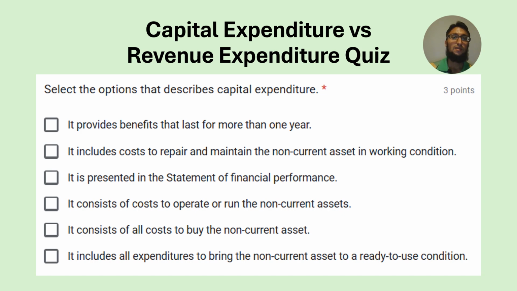Next question. Select the options that describe capital expenditure or select the options that describe non-current assets. Let's look at option 1. It provides benefits that last for more than 1 year. That is a correct statement because non-current assets are generally used by the business to generate income over the course of the business. Next, it includes costs to repair and maintain in working condition. That is not a correct statement for capital expenditure or non-current assets.